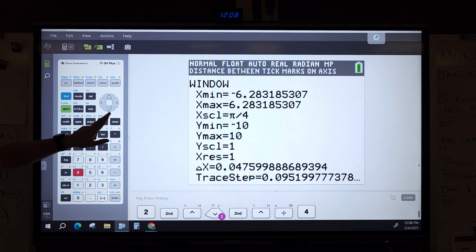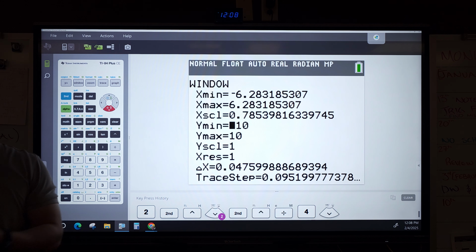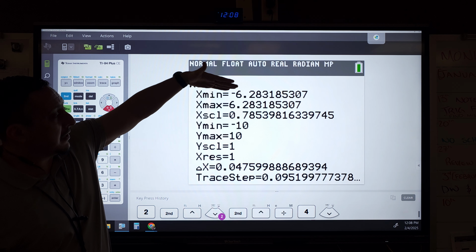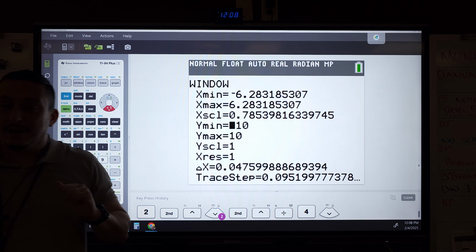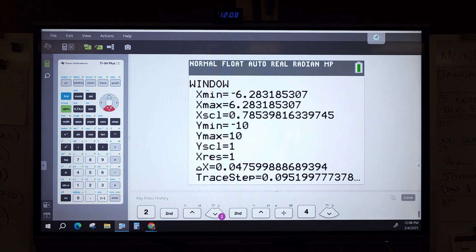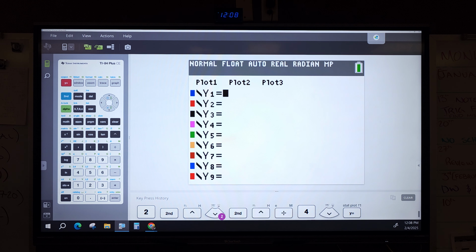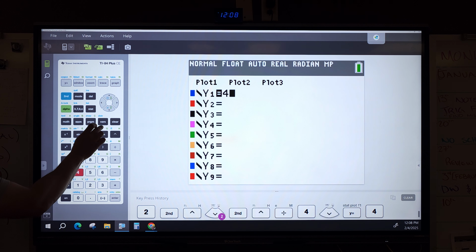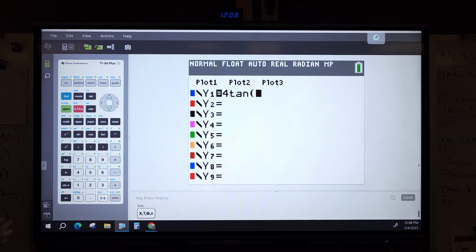Okay, now it converts it to decimals, but we know what they are. Okay, this is negative 2 pi, 2 pi, pi over 4. What that does, it matches what we did by paper, by hand, exactly. Okay, so now you can go on here and then we can plug it in. 4 tangent x. If anybody needs help with the settings, I'll go help you here in a second. Okay, and then just graph it.